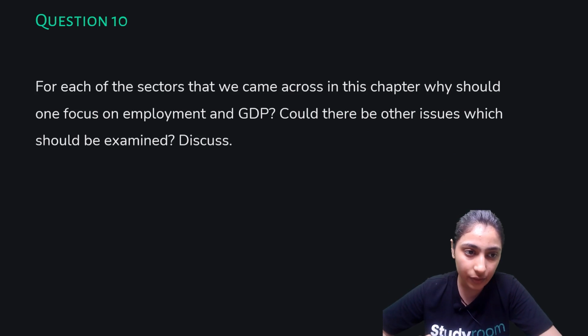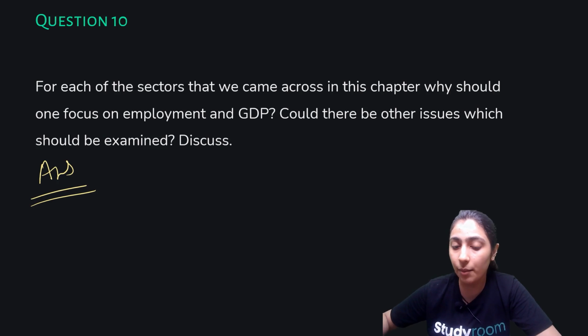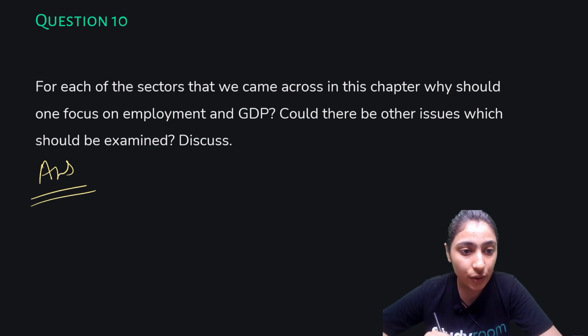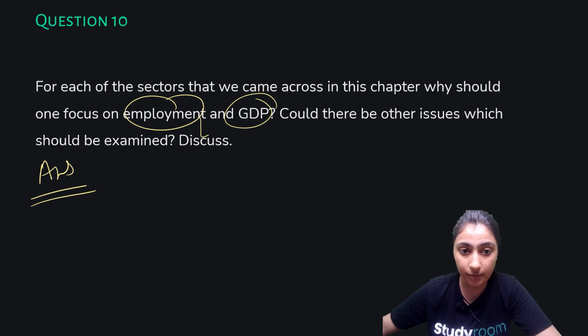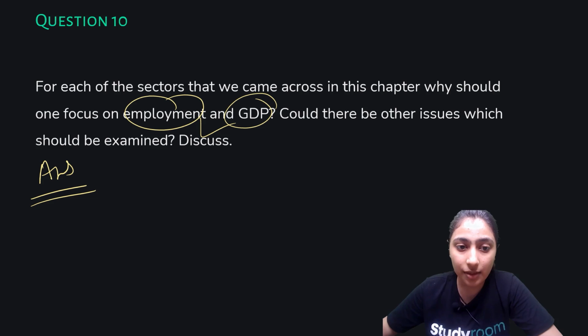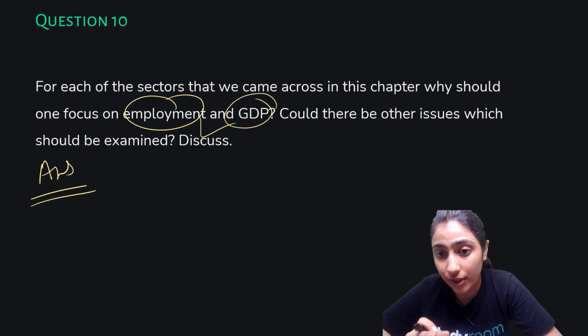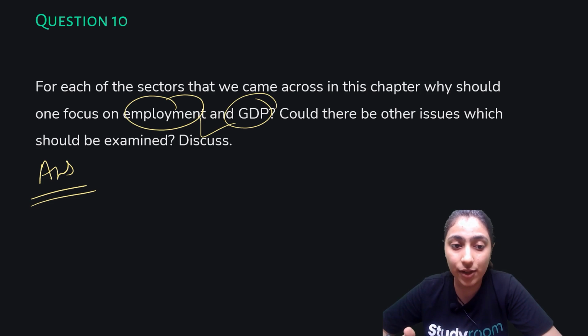Moving forward to our 10th question: for each of the sectors that we come across in this chapter, why should one focus on employment and GDP? Okay, let's answer this. It's very important for us to focus on employment and GDP, which is the value of final goods and services in a particular year. Because employment and GDP are the main factors when it comes to determining the development of a country under the 5-year plan.